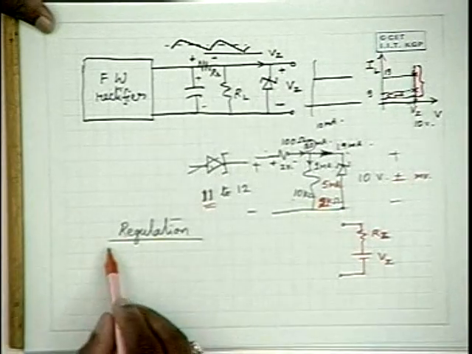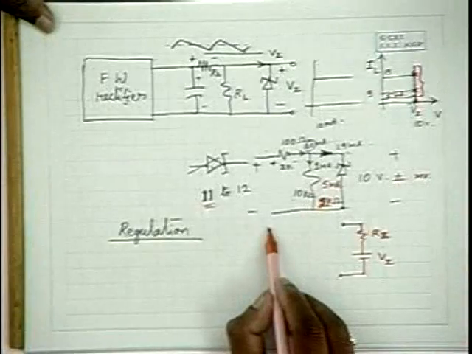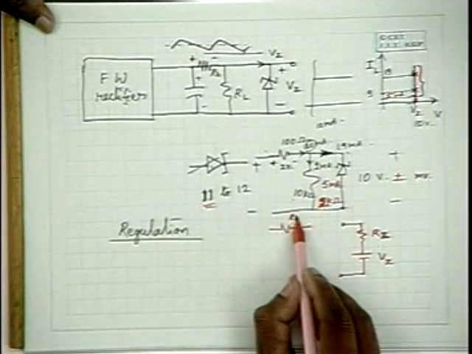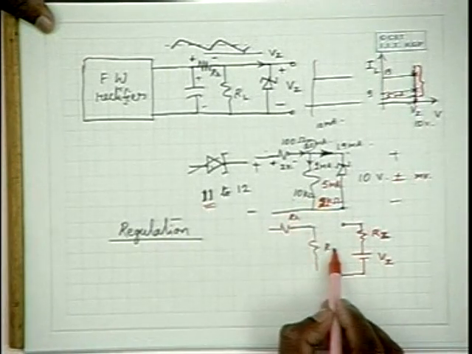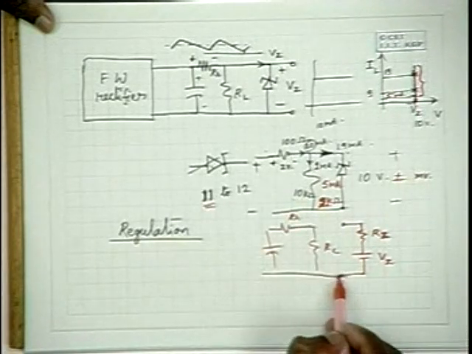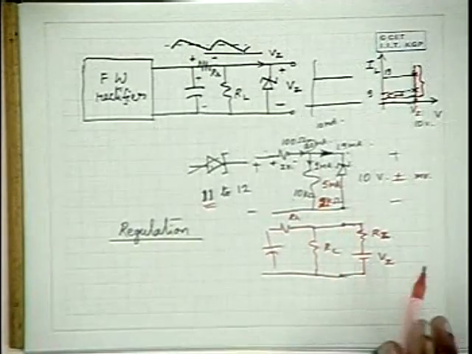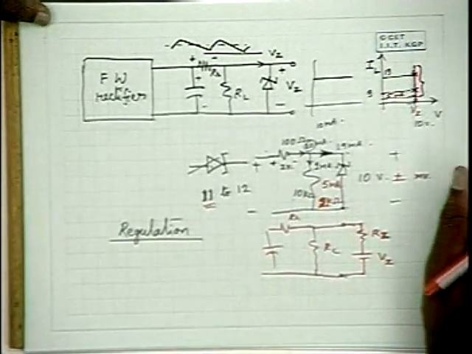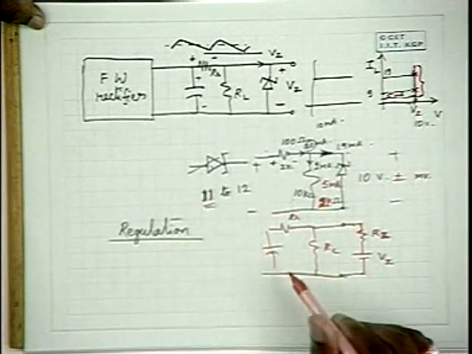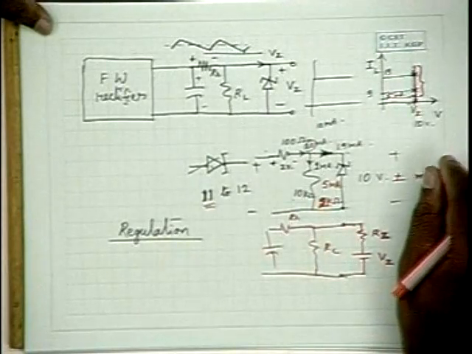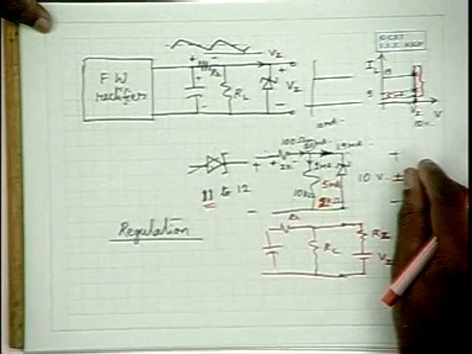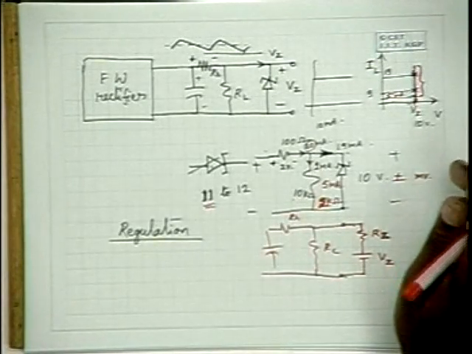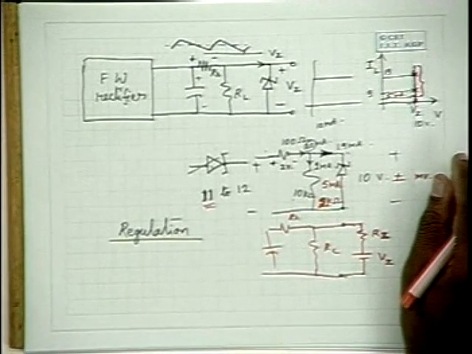Percentage regulation can be analyzed as a function of RS, RL, and C over here. I'm not doing it here because it doesn't fall under your syllabus, but please note that this can be very easily computed as an extension, and an expression can be derived. Any questions on Zener regulation?